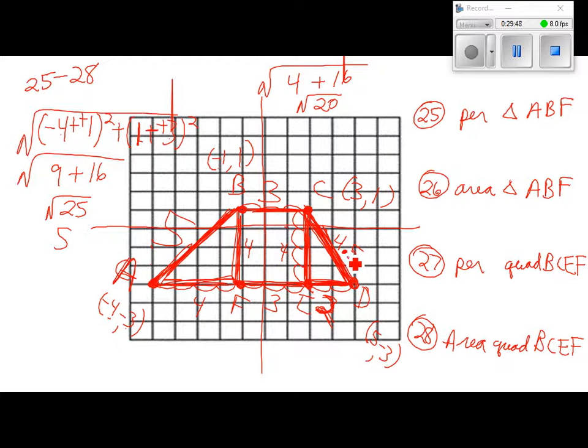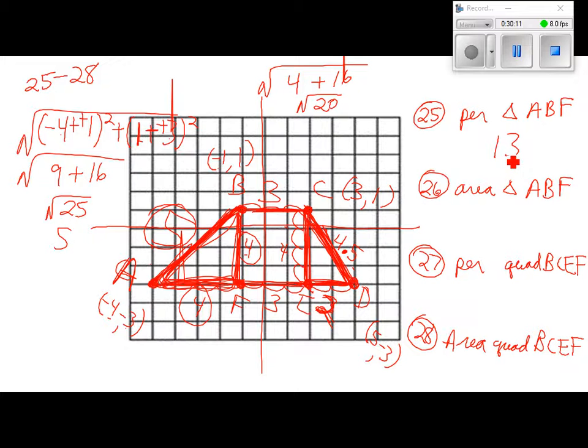Now we can go over here to the right and answer all of the questions. We want the perimeter of triangle ABF. ABF is this triangle. All we're going to do is add up this side, and this side. Well, 4 plus 4 is 8, plus 5 is 13.